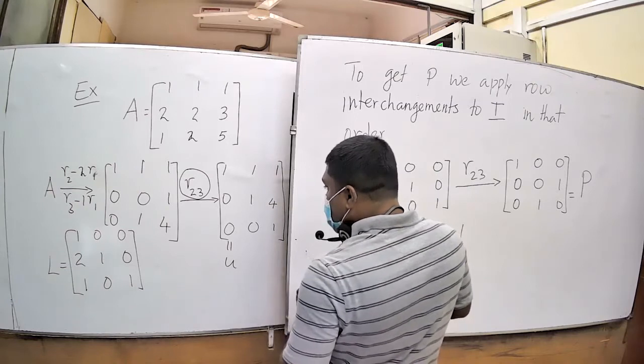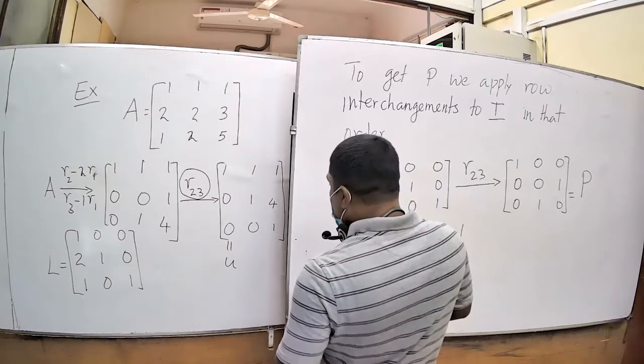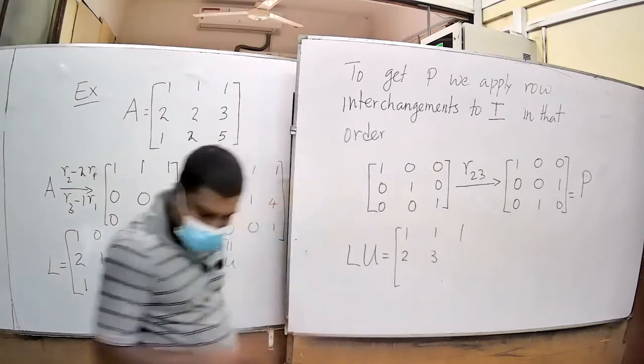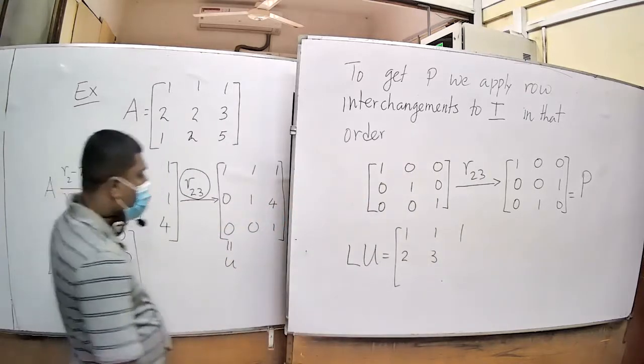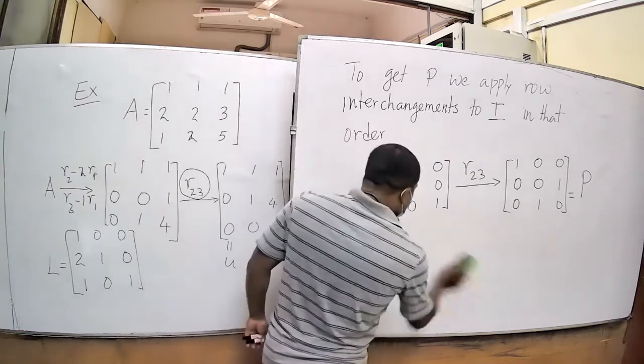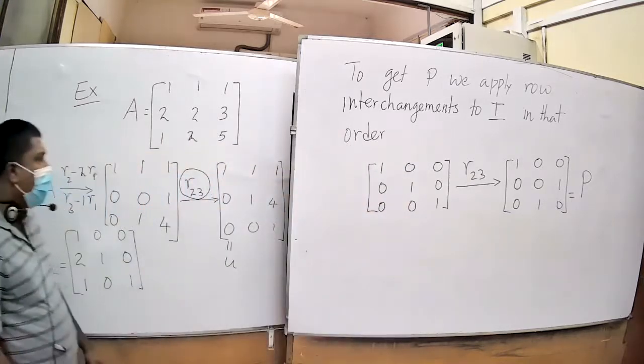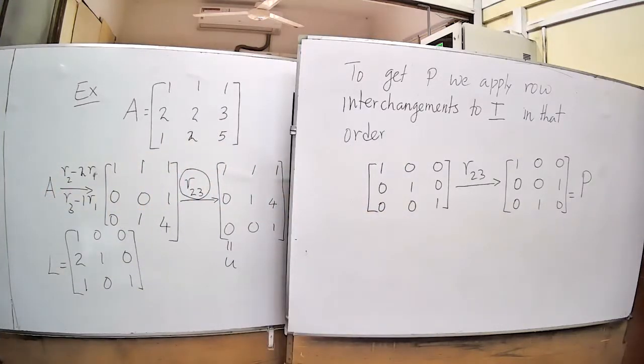Wait, there's something wrong. Okay, so you can verify that L times U is equal to this or not, right? So this is 0, 0, 1, and then 1, 1, minus 1 is 4. So in interchange, that is this.